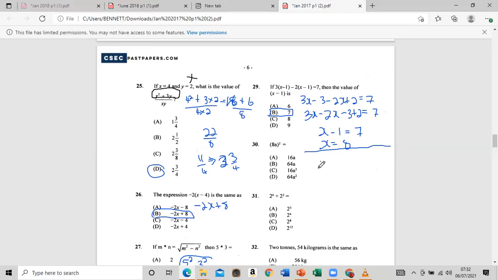8a squared will be 8a times 8a. 8 times 8 is 64. And then a times a is a squared. So we are left with 64a squared.